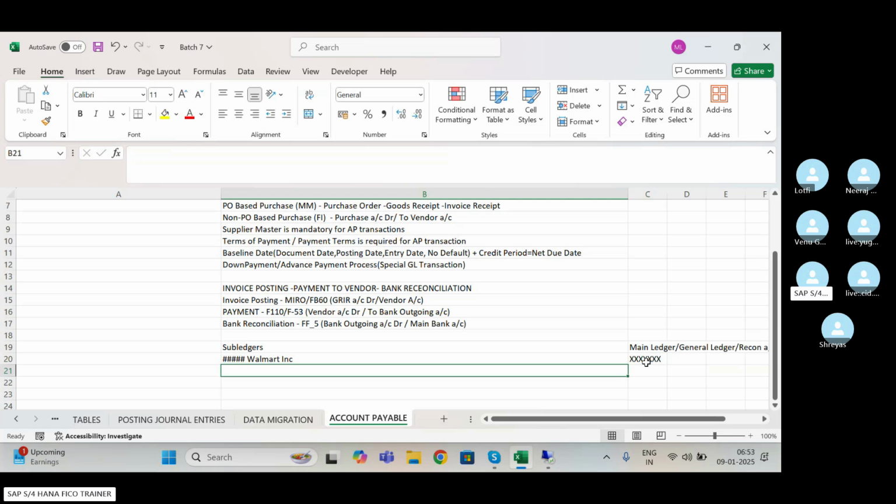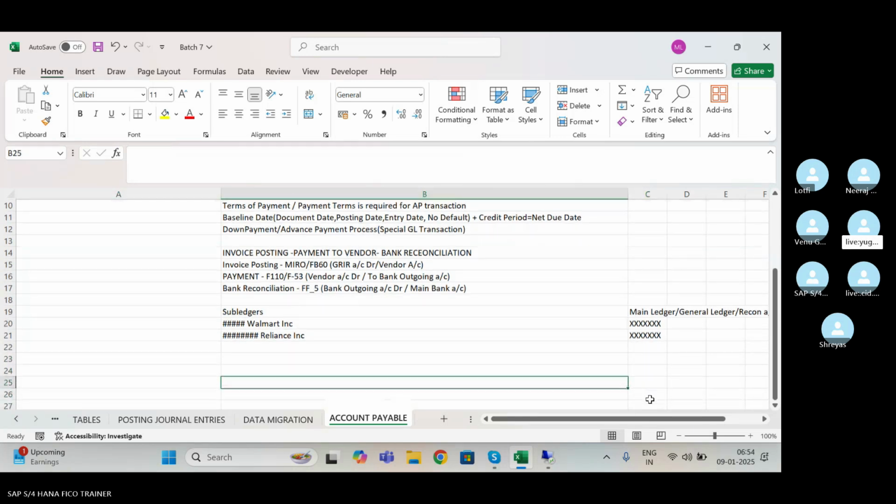Then you'll have another vendor code, maybe let's say Reliance INC. You can link this to the same control account, same reconciliation account, or you can differentiate. It's up to you and your business. The best practice we follow: all domestic vendors link to one reconciliation GL, all foreign vendors link to another reconciliation GL, so that we bifurcate it. All private vendors we link to one reconciliation GL, all government bodies we link to another reconciliation GL. Is it clear? Yes, sir.